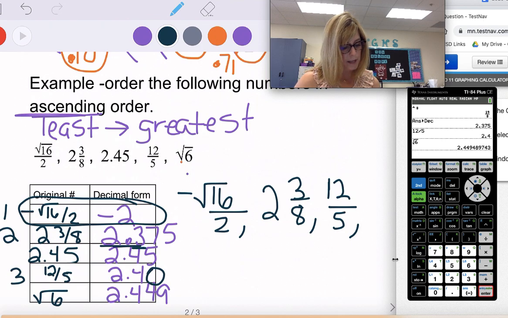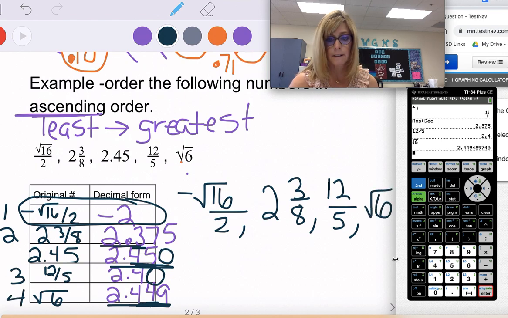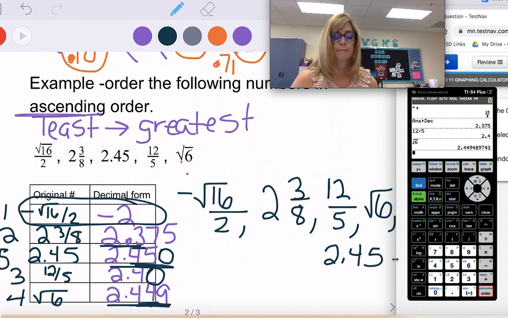And then the next one, 2.449. 2.449 is smaller than 2.45, if you want to add a 0, this is like 450, and this is like 449. So this would be the next smallest, which was the square root of 6. And then the largest would be 2.45, which would be number 5. Okay, so that would be your order: first, second, third, fourth, fifth, in ascending order, least to greatest.